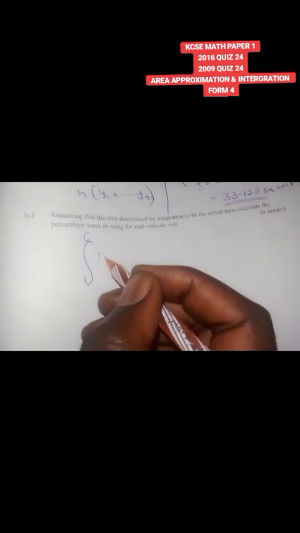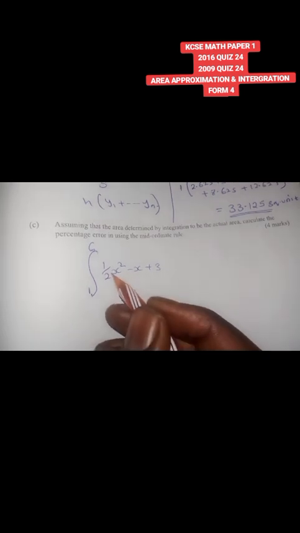Then you're told that assuming the area determined by integration is the actual area, find the percentage error using the mid-ordinate rule. So by integration, we have the range as 1 and 6 for the equation x squared over 2 minus x plus 3. Therefore, to integrate here, you add 1 to the power, then you divide by the new power. So we have 1 plus 2, it is 3. Therefore, we have x cubed, then 3 times a half, so we have 1/6.